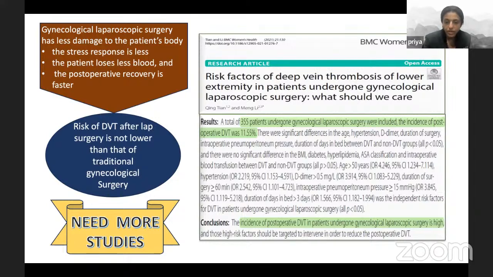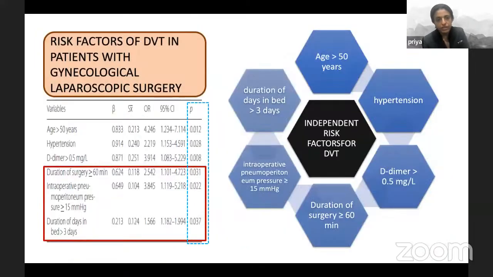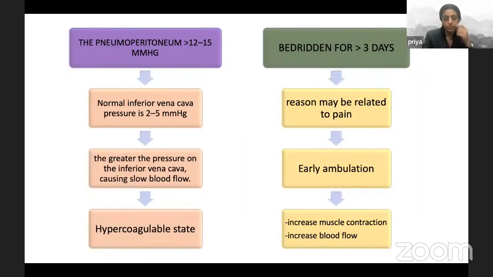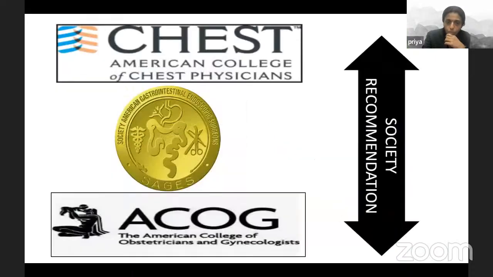And if you look at the risk factors, the main risk factors of DVT in patients with gynec lap surgery are if the surgery is longer than 1 hour. And most of our surgeries compared to open surgeries will be longer. Then intraoperative pneumoperitoneum, if it exceeds more than 15, that also puts the patient at higher risk of DVT. And if the patient is in bed longer than 3 days, that also increases the risk. So if you are doing a laparoscopic surgery which is more than 1 hour, if you're keeping the intraperitoneal pressure higher than 15, or if the patient is in bed for longer, this puts her at a higher risk of DVT. So how to prevent and how to manage?